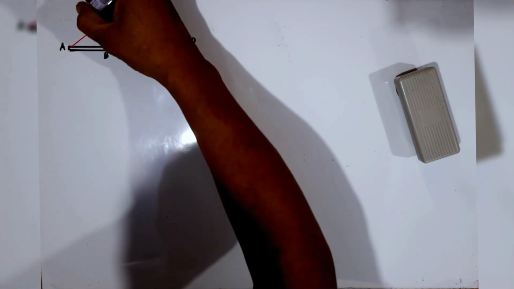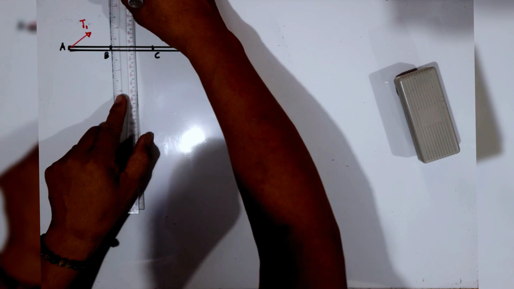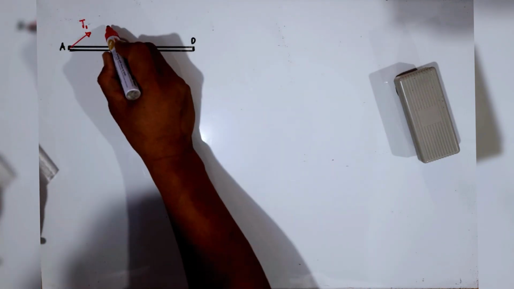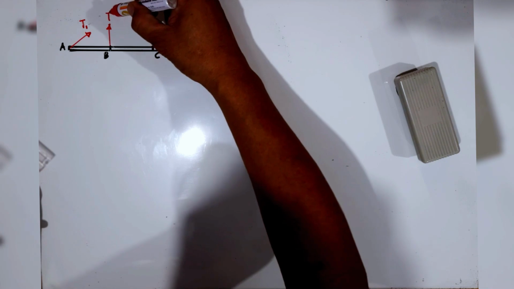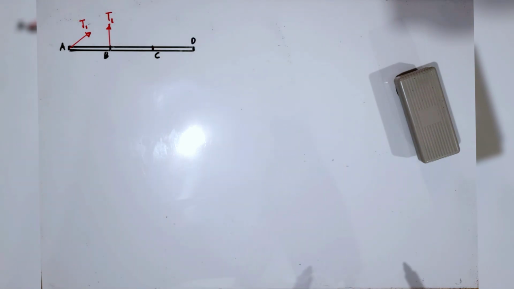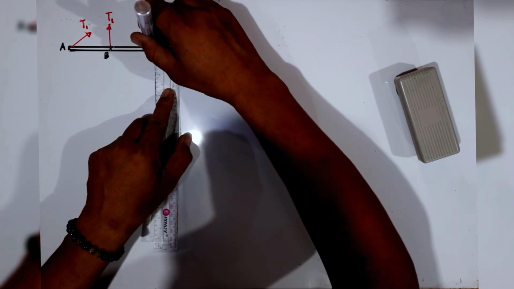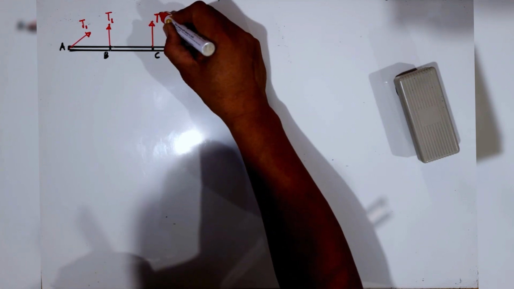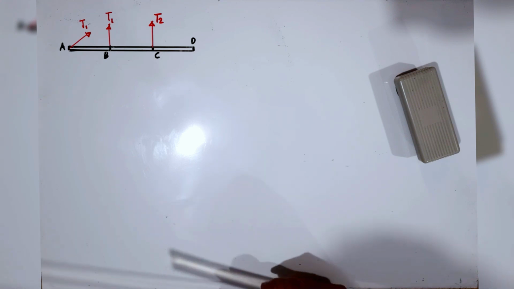Let's just call that T sub 1. And then that cable will continue to point B. Then we have another tensile force here. But since this is the same cable, we can also call this one T sub 1. And then another cable here at point C. That will be T sub 2. So what are the other forces acting on this bar? So those are the cables.